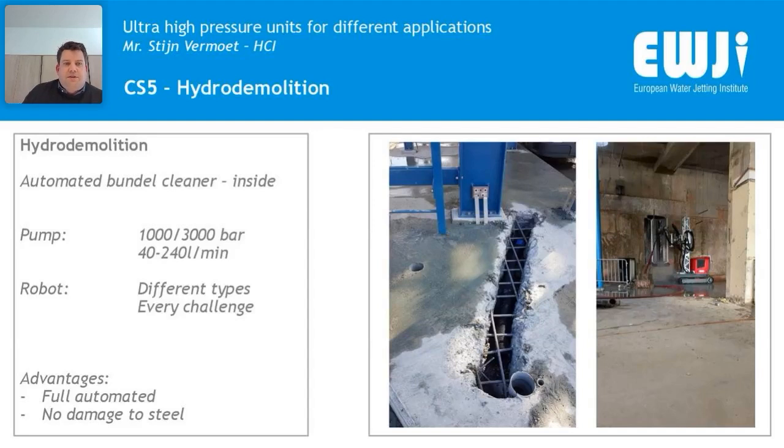And I think it's the last one. What we do a lot is hydro demolition. We use the power of water to remove concrete. I think we use a lot of variation of pumps for it. Sometimes 1,000 bar with a lot of water flow, up to 240 or 260 liters a minute. But sometimes for the top layers we use 3,000 bar pumps.